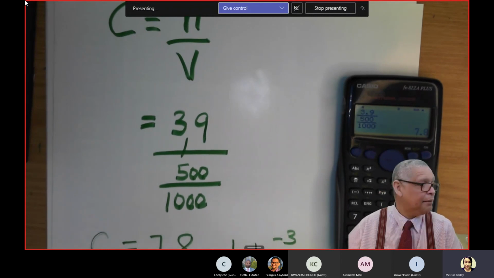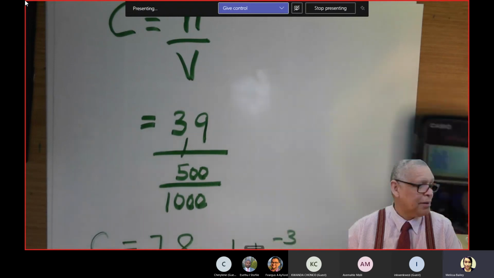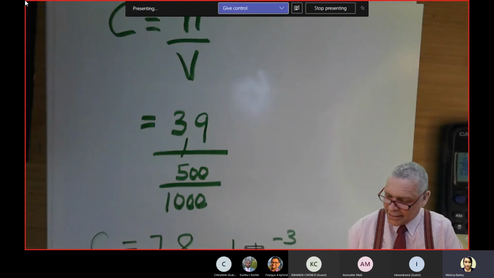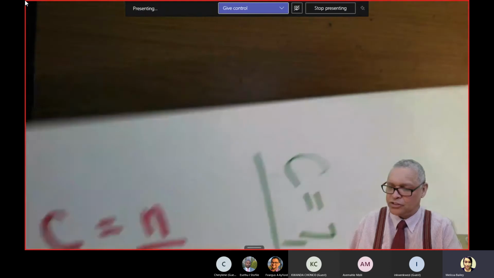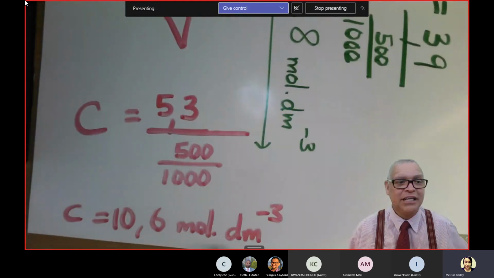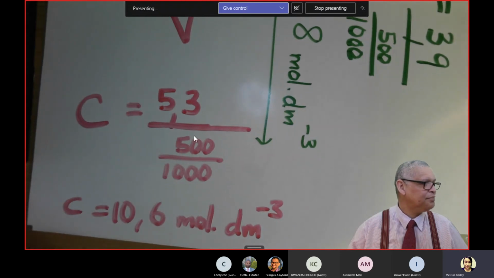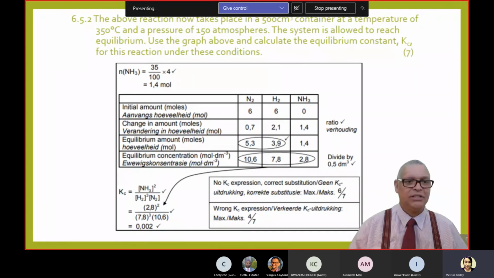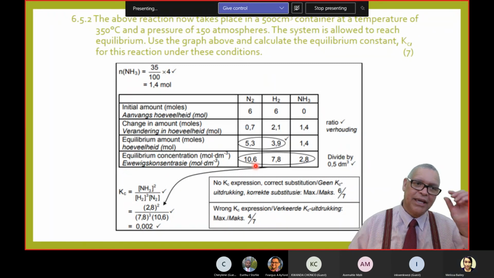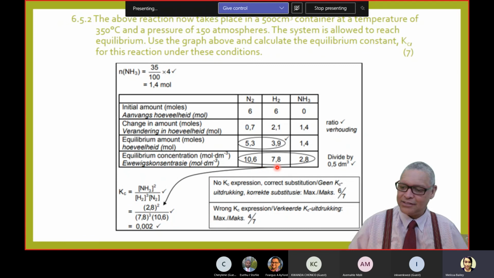So we've got two figures here that we basically are concerned about, right? We've got 7,8 mole per cubic decimeter, and then we also have our 10,6 mole per cubic decimeter. What have we been saying, grade 12? Well, if we go back to the monitor here, there we go. There we see now our entire situation right here. There's our 10,6. Remember we calculated that, right? There's our 7,8. Remember we calculated that as well.